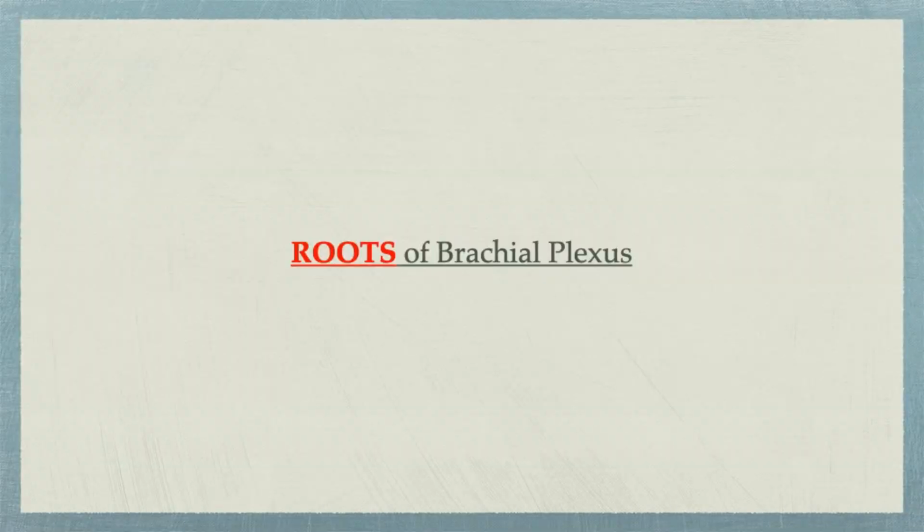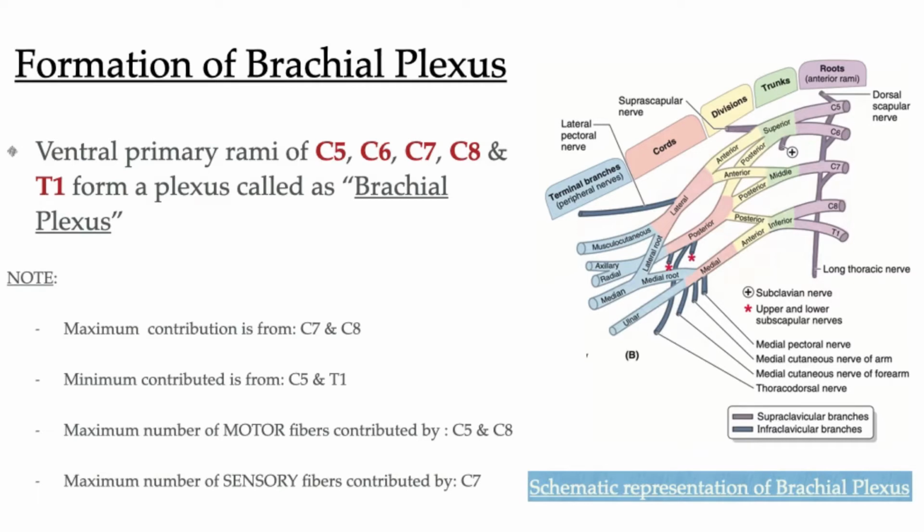So now let us start with the roots of brachial plexus. The roots of the brachial plexus is formed by the ventral rami of 5th, 6th, 7th, 8th cervical spinal nerve along with the first thoracic spinal nerve. As you can see in the illustration on the right side of the screen, these are the roots of the brachial plexus and you can see is the schematic representation of brachial plexus.